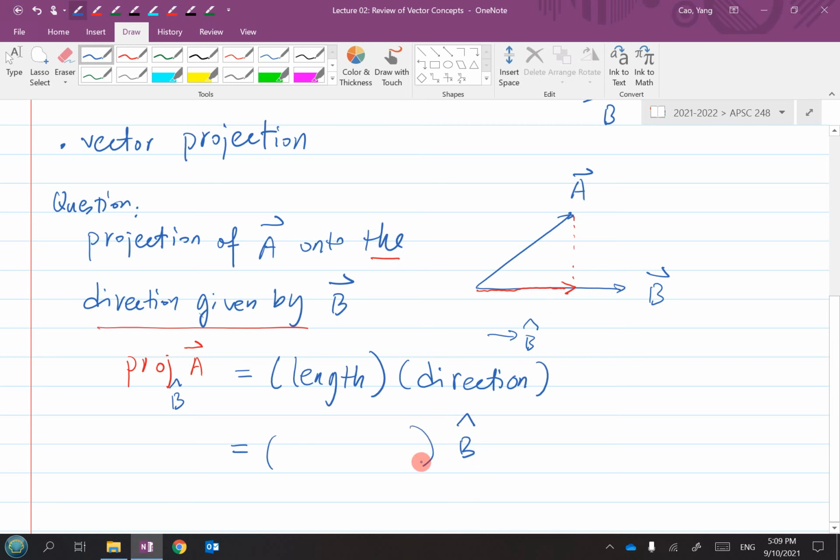Now let's figure out the length. I'll give you one more symbol here. Let's say the angle between the two vectors is theta. What is the length of the projection? Can you write it down? Yes.